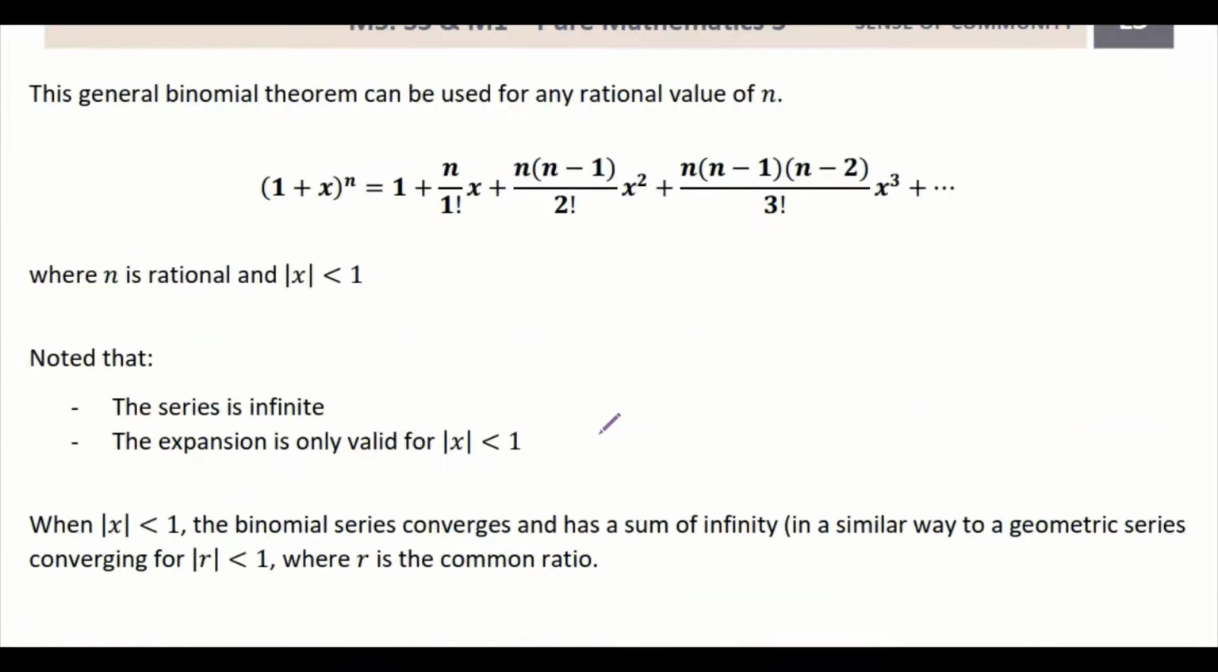Look at your second page. This is the general binomial theorem. It can be used for any rational value of n, meaning any number n, not only positive. But as I said, this is only applicable for 1 plus x. You will have something much more complicated than this when you solve in your P1, so you wouldn't want to use this formula. Your n is rational and your modulus of x must be less than 1.